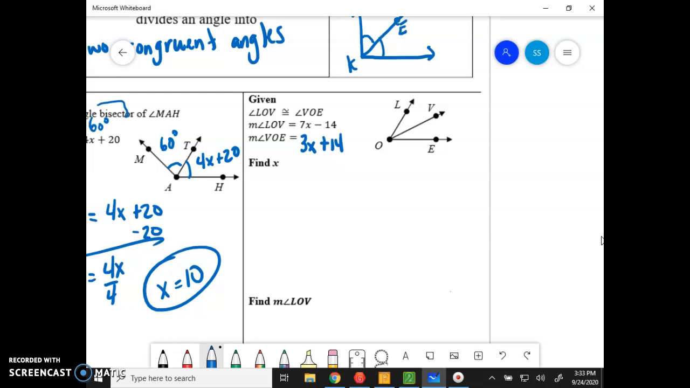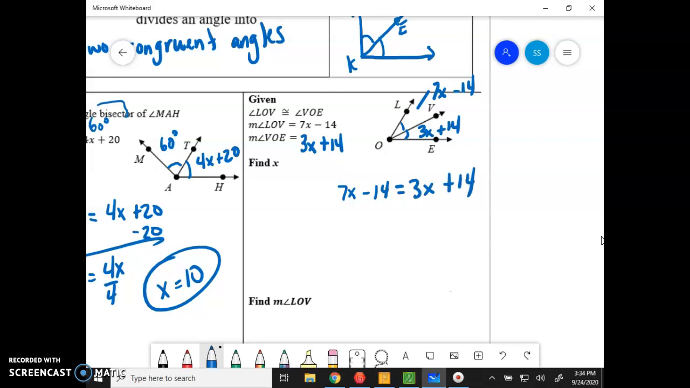All right, so let's see. The measure of LOV is 7x minus 14. So like I said, I always like to write this in here. This is 7x minus 14. And over here, VOE is 3x plus 14. Again, these are congruent, so we can set them equal to each other. Okay, so we're going to find x. So we got 7x minus 14 is equal to 3x plus 14.